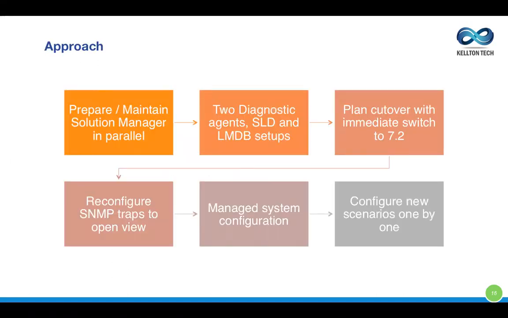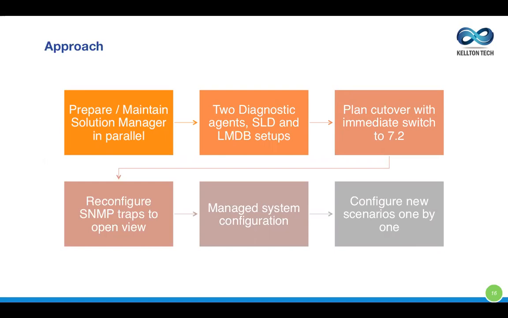So this is the approach we followed. Install a Solution Manager 7.2 in parallel, have the diagnostic agents connect to the managed systems in parallel. And then we made a cutover, an immediate switch to 7.2 because we didn't want duplicate alerts, duplicate monitoring, all of that. So we made an immediate switch to 7.2 once the systems were built.